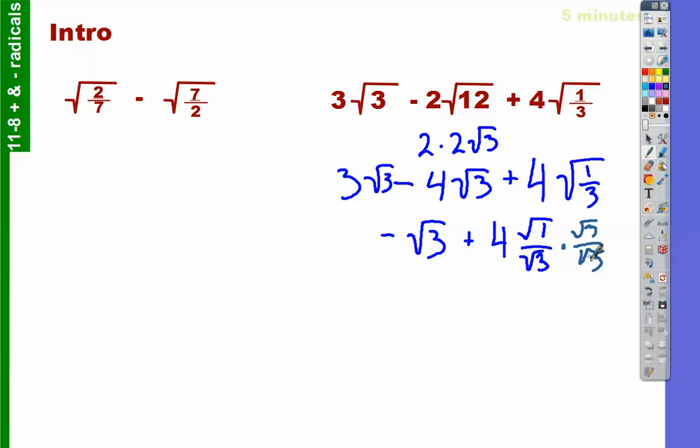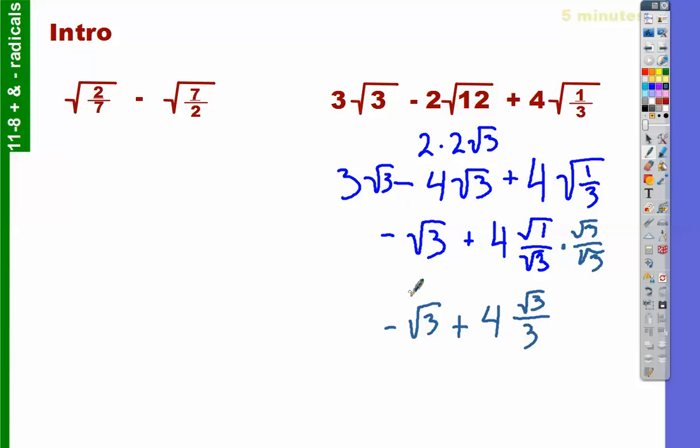So square root of 3 times the square root of 3 is 3. So I have 4 times 3 in the denominator. What is the square root of 1 times the square root of 3? Tell them it's coming. So we have negative square root of 3 plus 4 times this fraction. Well, if I'm adding things and one's a fraction, what must I do with this? Make it turn into a fraction.